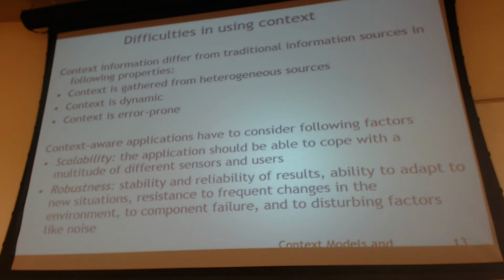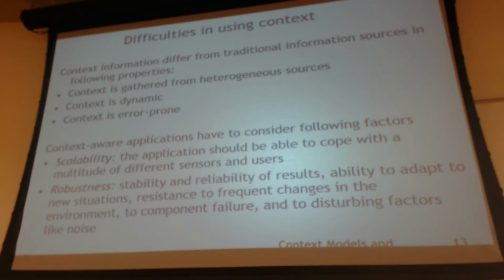Then finally, context is error prone. We have seen already that different modalities give us different accuracies of location. So your application cannot be error prone. The underlying context might be error prone, but your application should not. So your application should be modeled to handle this, and how to develop such applications is a very difficult task. So those are things that exacerbate the problem.